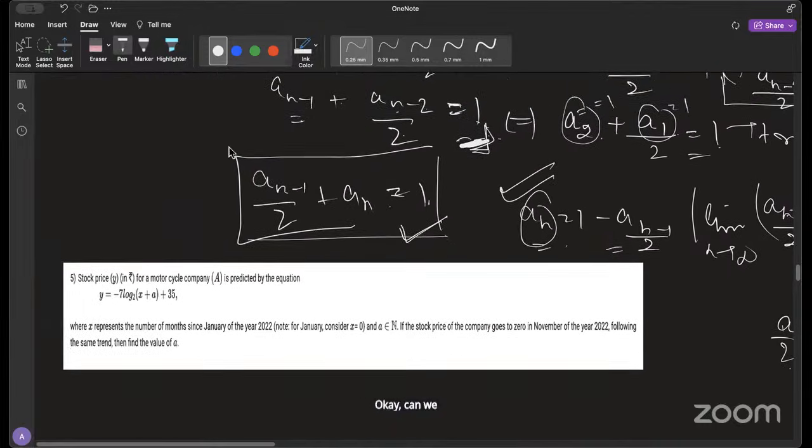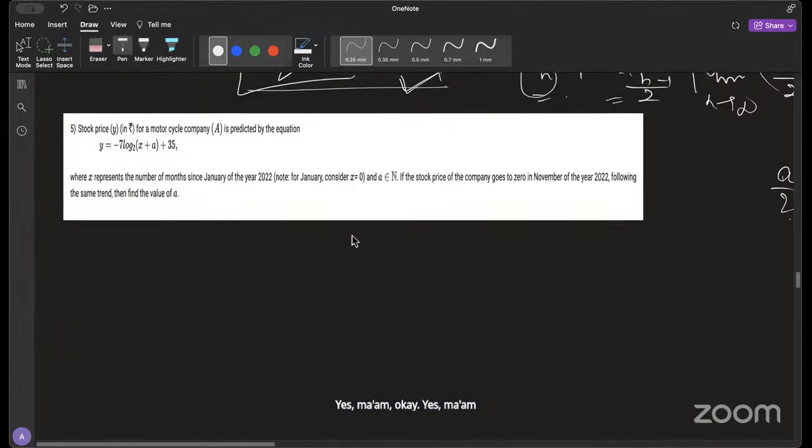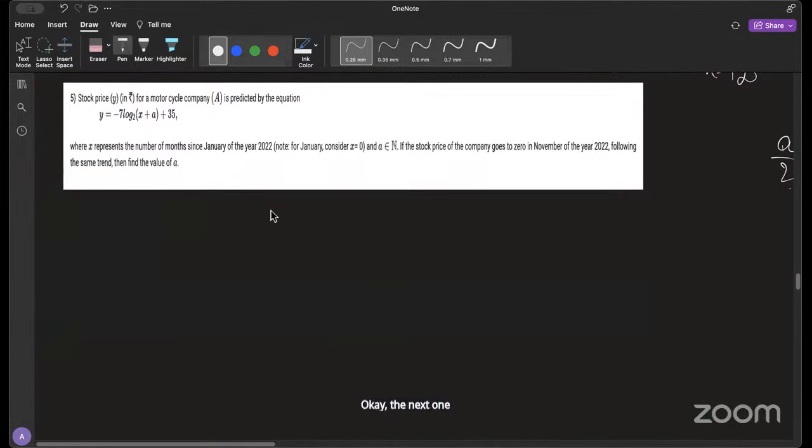Okay, can we move on to the next question? Yes, ma'am. Okay, the next one is this. You have been given the stock price, where Y represents the stock price and X represents the number of months, right? They've given the example.